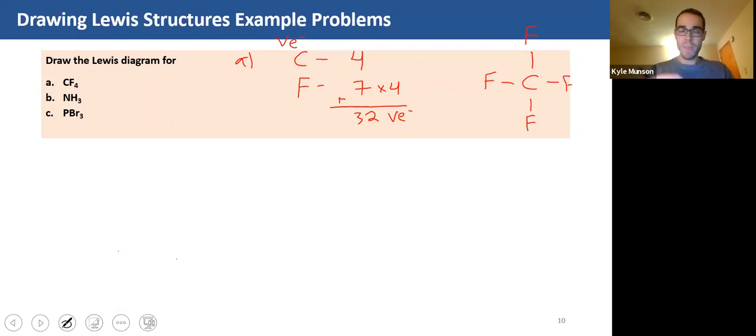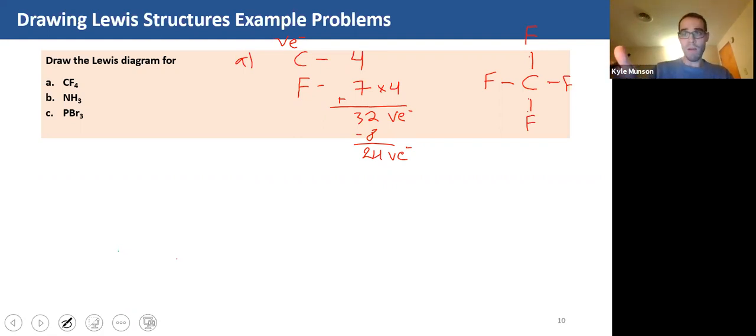Now, we're not done yet. I like to take it step by step, maybe a little bit further than what we just talked about before. Each one of these lines represents 2 electrons, a bonded pair. So that means I've used up 8 valence electrons here, because each one of these is 2 valence electrons shared between the fluorine and the carbon. That leaves me with 24 valence electrons left that I need to put on this structure. And remember, everything wants to have 8 other than hydrogen. Everything wants to have an octet.